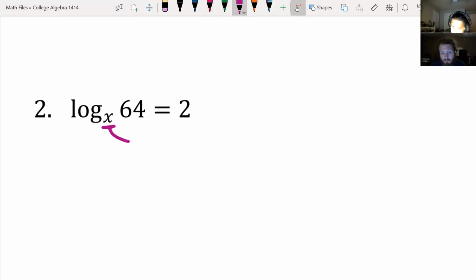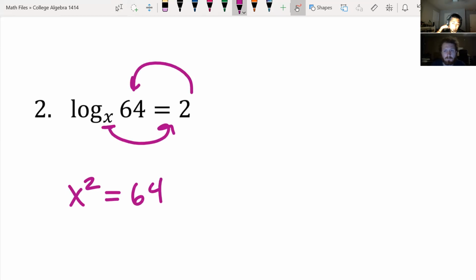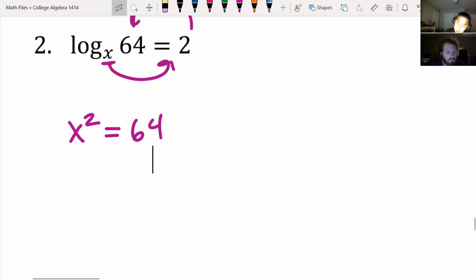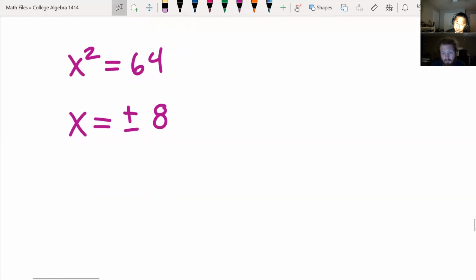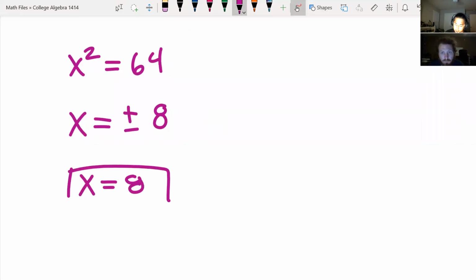So you'll take the base of x, raise it to the second, x squared, and then set it equal to 64. Square root both sides, and you'll get x equals plus or minus 8. Which one do we keep? The plus. So our only answer here is positive 8.